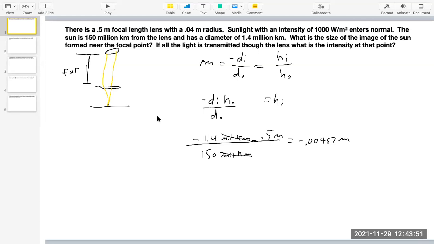So what would its intensity be? And just remember that intensity is power per unit area.